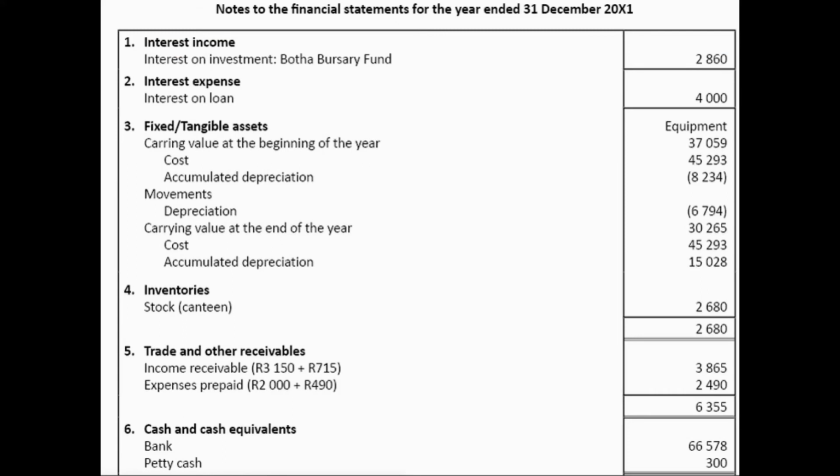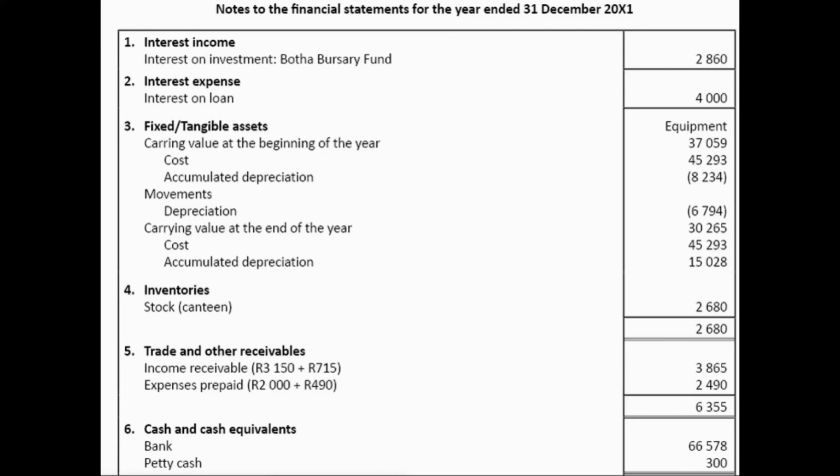Okay, so let's quickly go through the notes. The first one, interest on investment with a bursary fund. That is just that interest, and there was also an adjustment regarding that, but you get that amount from that interest account. The second one is interest on loan. There was also an adjustment on that one, but that is the amount that you get from that interest on loan account. Then we get to the tangible fixed assets.